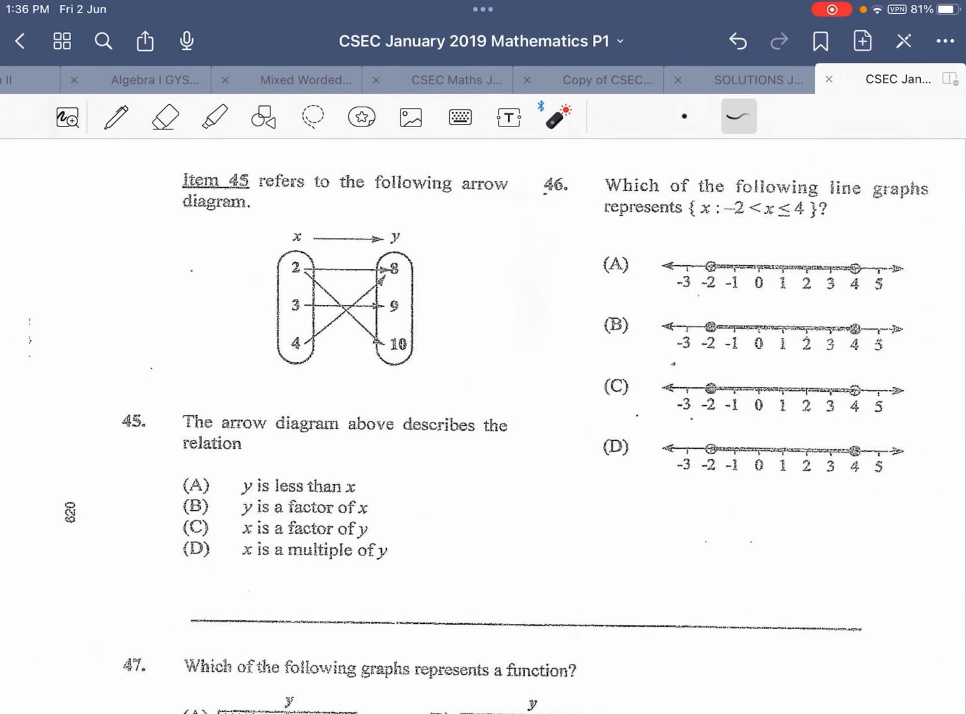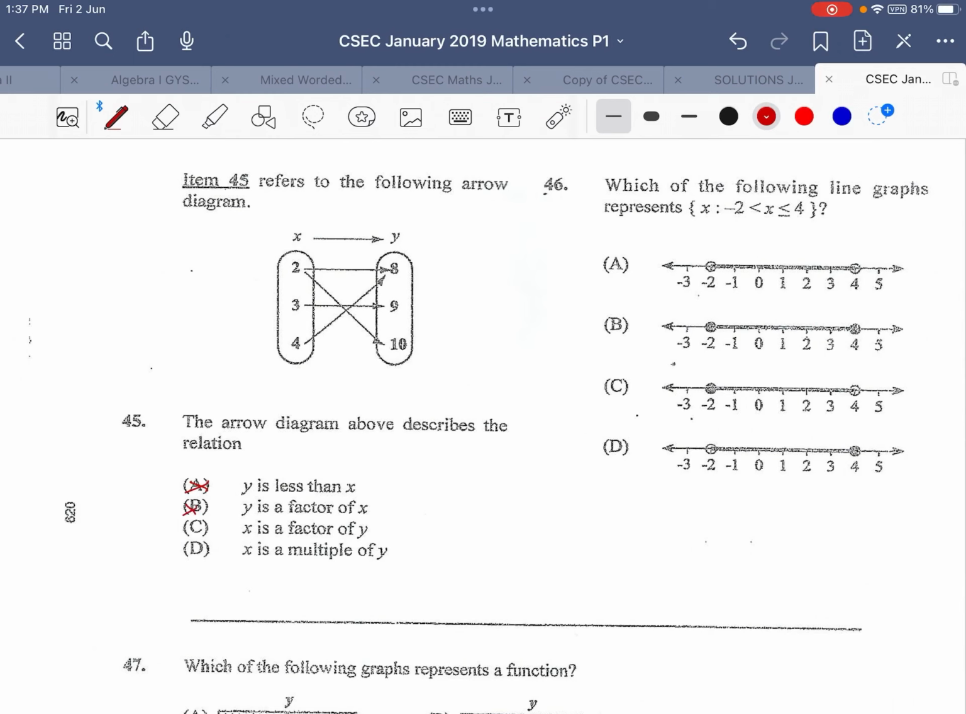Okay, question 45. The arrow diagram above describes what relation? So y is less than x is our first option, and that's not true. 8 is not less than 2. y is a factor of x. Again, factors have to be less than multiples, or less than the number, so it's not B. So it's not A, it's not B.